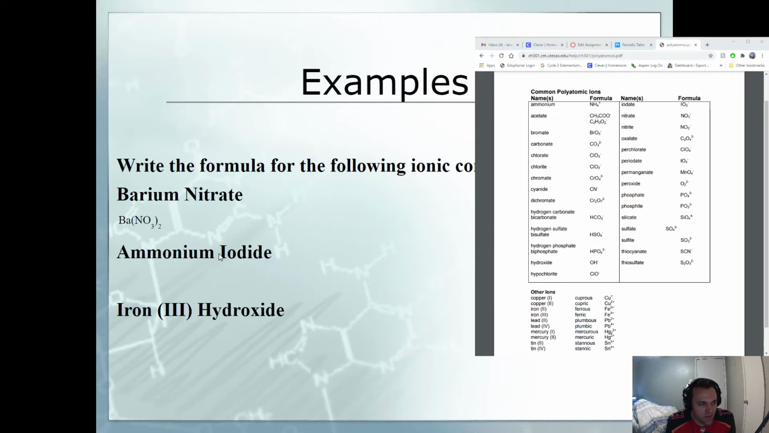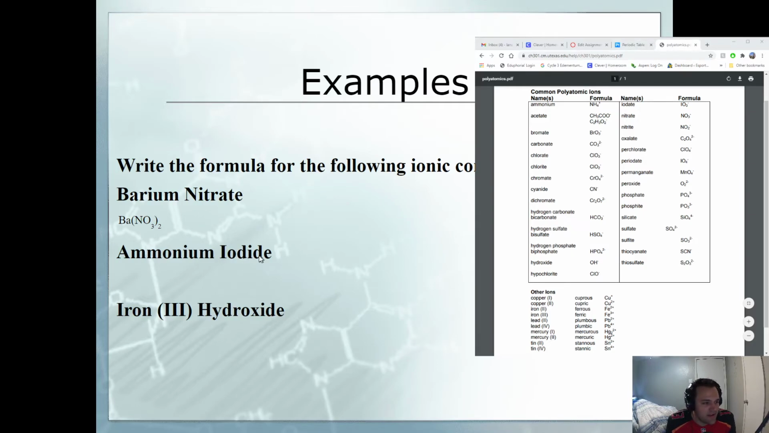All right, pretty straightforward. For the ammonium iodide, this one's a little tricky because your polyatomic is actually your cation on this one, right? Usually the polyatomics are going to be the negative charged ones, so they'll be the anions. But in this case, you've got ammonium as your cation. So if we find ammonium here, that's NH4+. So we know it has a charge of +1.